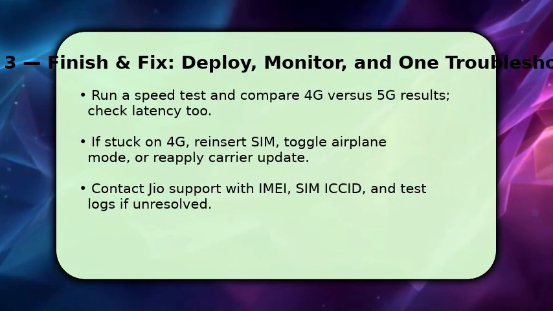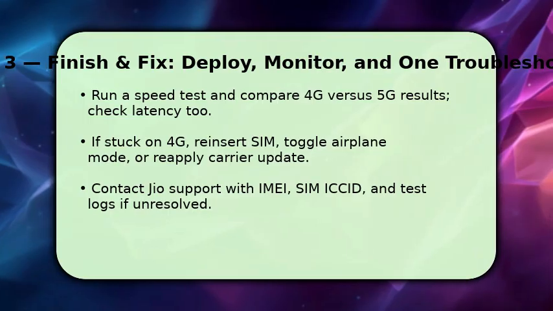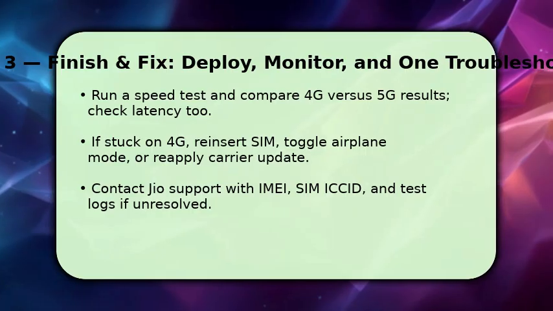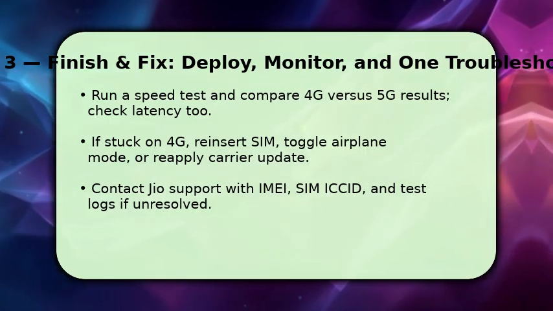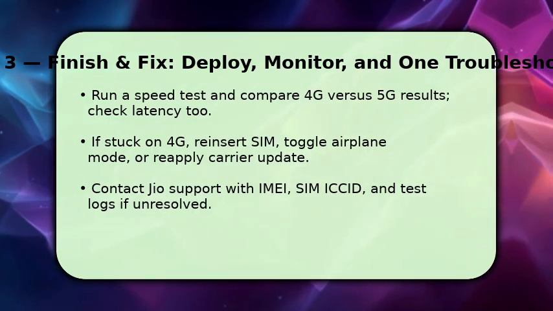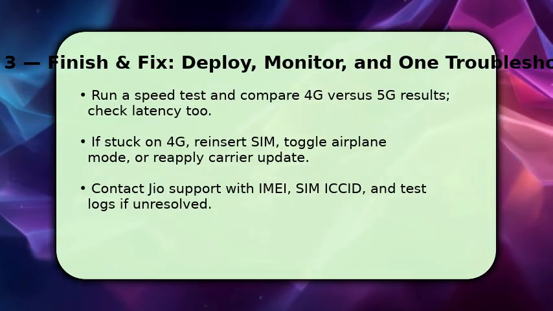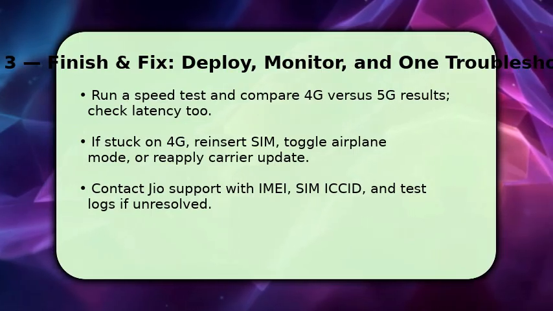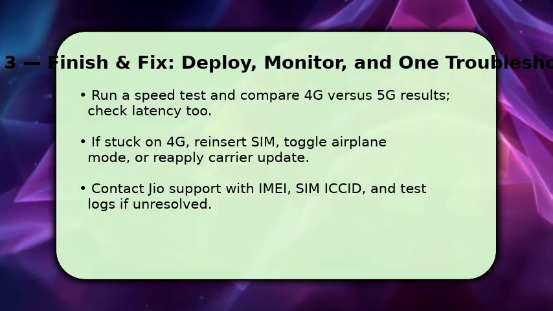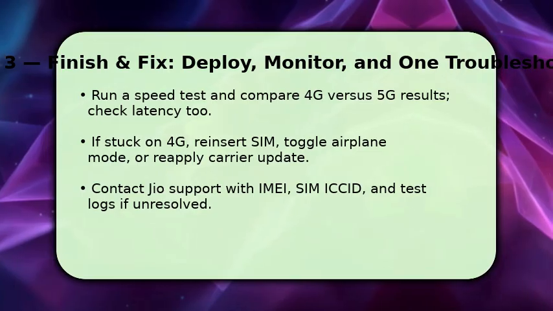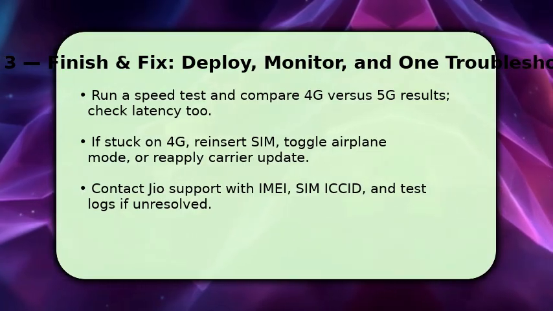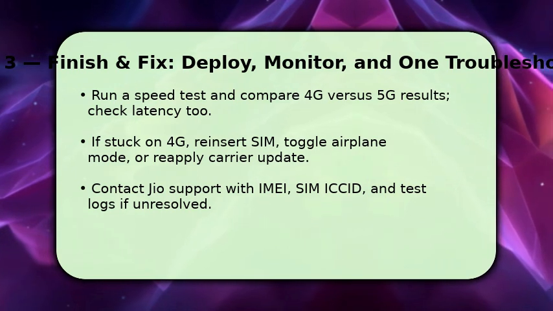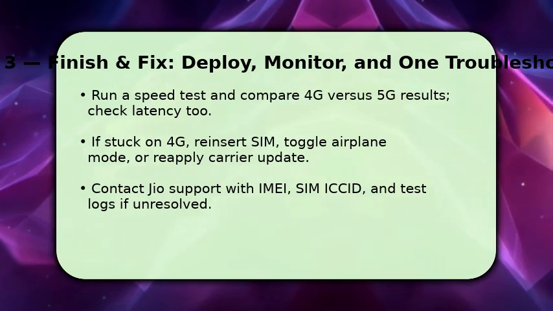You finish by validating performance and handling common failures. Run a speed test to confirm higher throughput and lower latency. This proves you're on 5G. If the phone remains on 4G, reinsert the SIM, toggle airplane mode, and reapply any carrier updates. These simple actions often clear registration issues. As a final measure, collect your IMEI, SIM ICCID, and a brief test log, then contact Jio support. They can push provisioning or check local tower settings, which fixes stubborn cases most of the time.